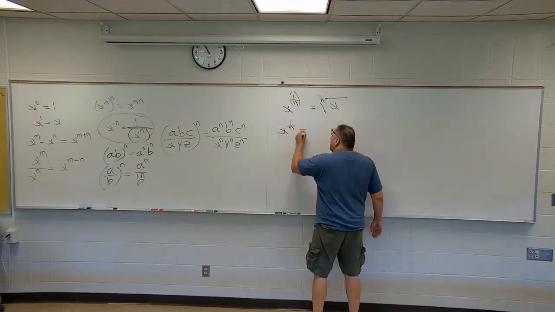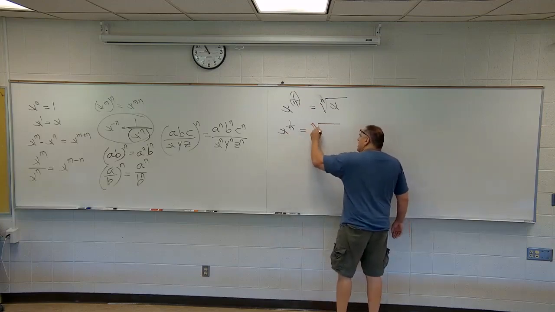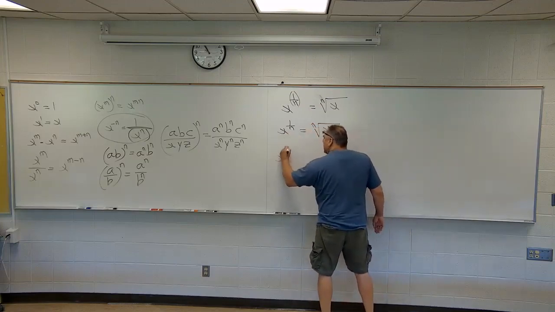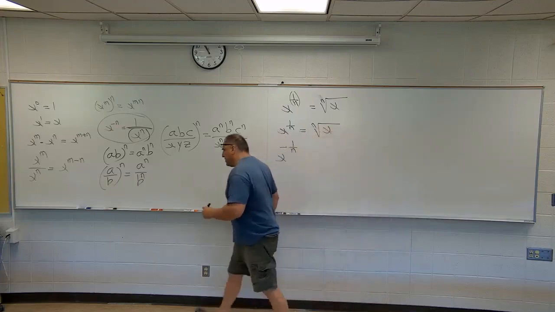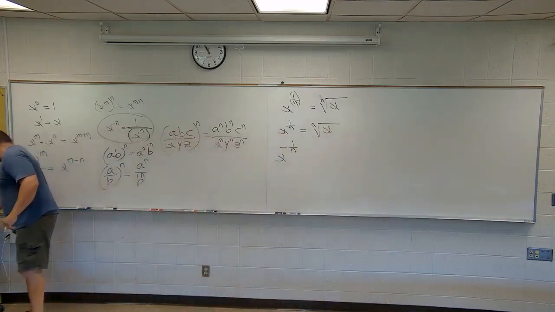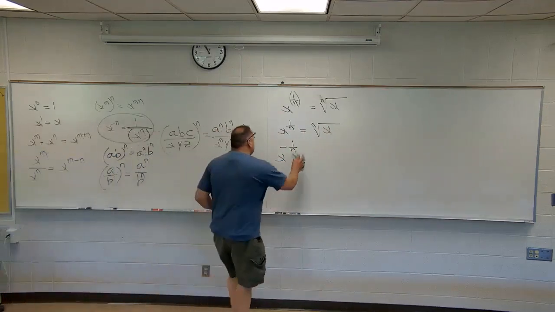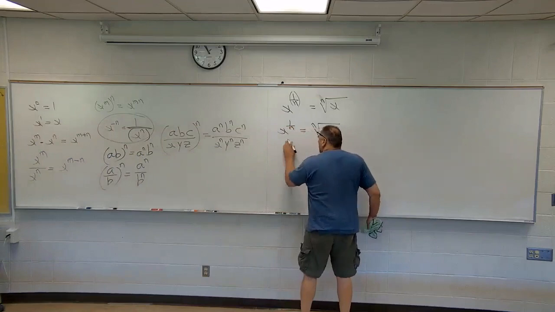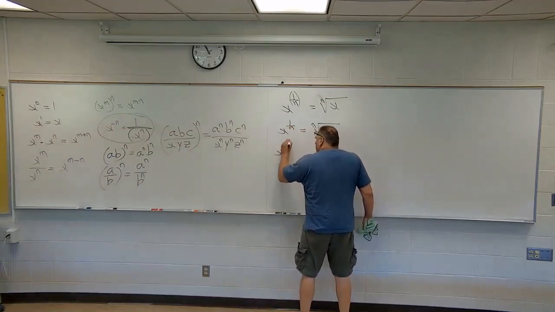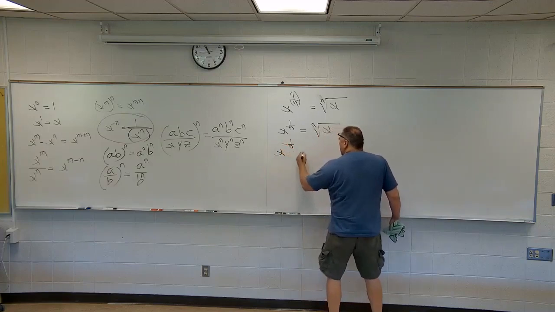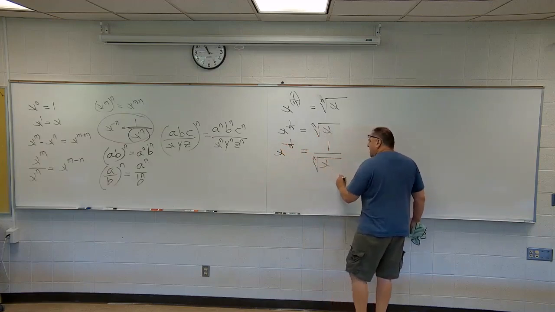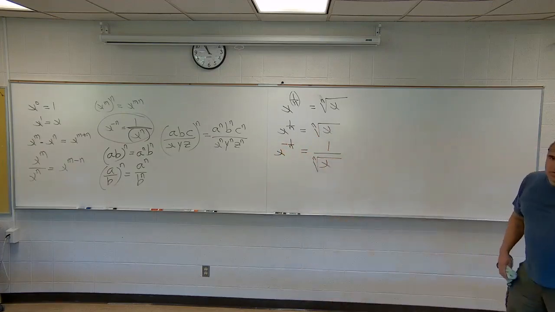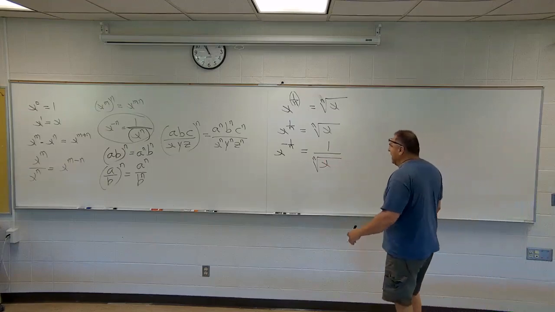X to the 1 over n is equal to the nth root of x. X to the negative 1 over n. Based on what I've been saying, guys, where do you think that's going to go? So let's see what we got here. X to the negative 1 over n is 1 over the nth root of x. So on and so forth. Not too bad.